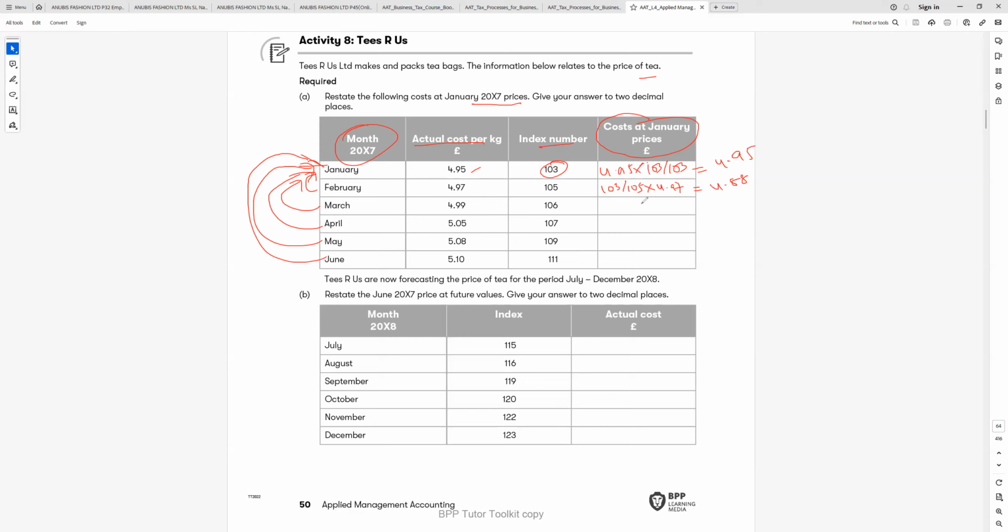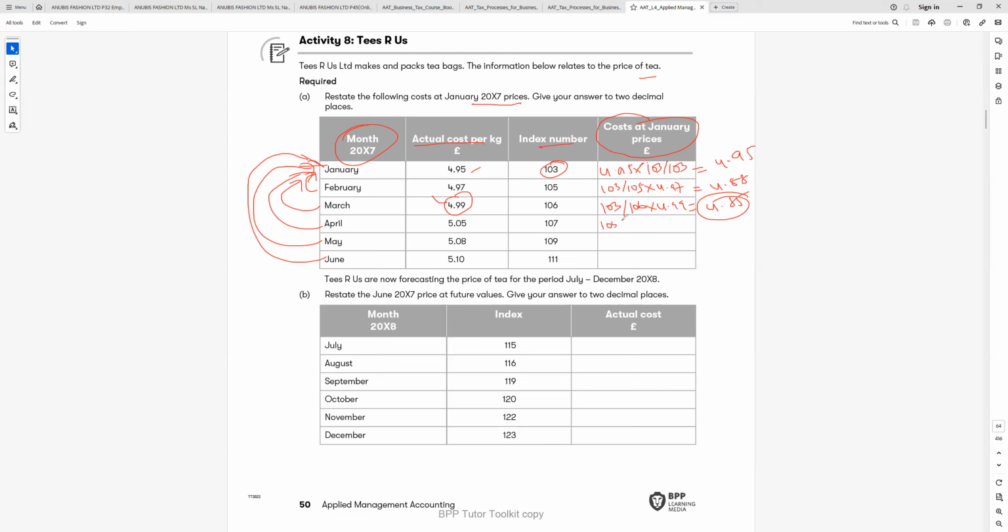Then the next one we have, again 103 is on the top, divide 106. Remember that the current period will be under if I want to devalue. Multiply 4.99, and that will give me 4.85. So you can see the price is basically coming down. Whatever the price will be in March, 4.99, in today's price it is equal to 4.85, and that's how we can do all of this.